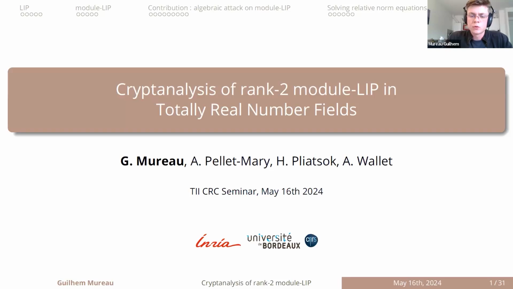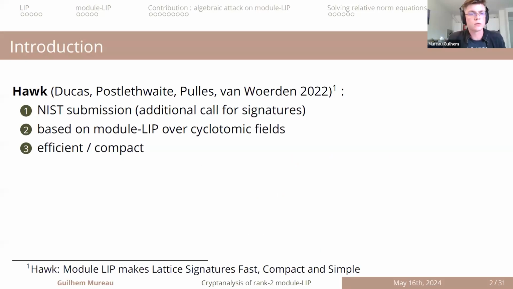LIP is quite an old problem for mathematicians, but it's really recent in cryptography. The first apparition of LIP in crypto was in 2022. For us, the starting point was a paper from Ducas, Postlethwaite, Pulles, and van Woerden, also in 2022, in which they introduce a signature scheme, HAWK. It was submitted to the NIST for the additional call for signatures, and it is based on a module LIP problem.